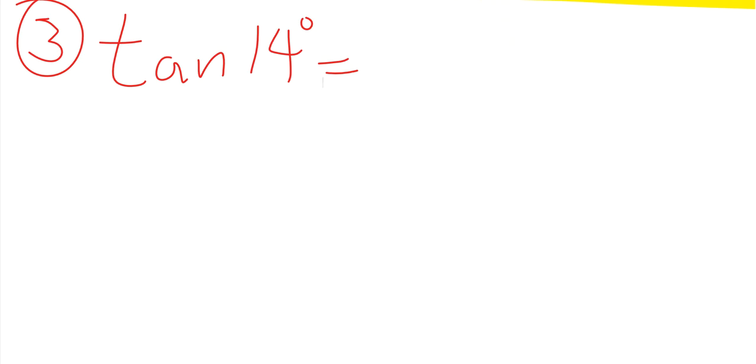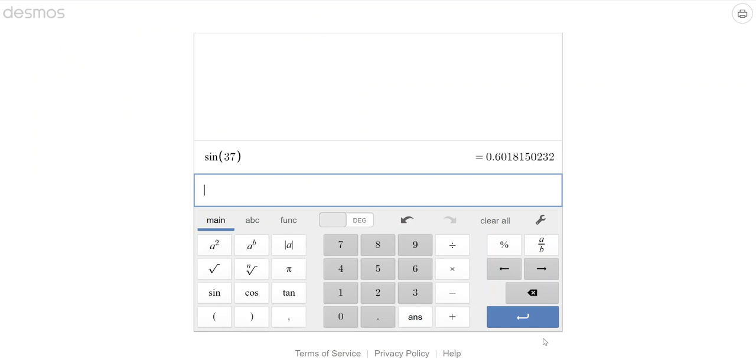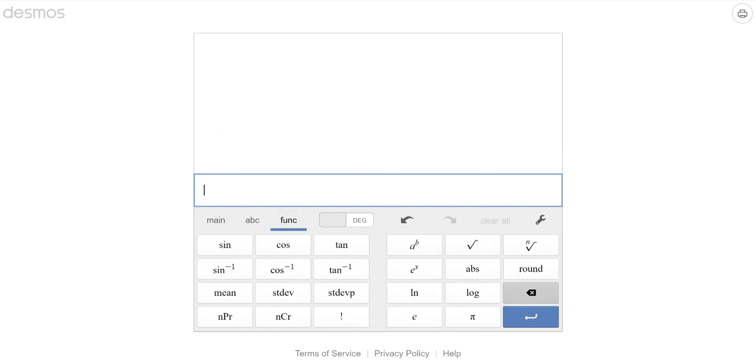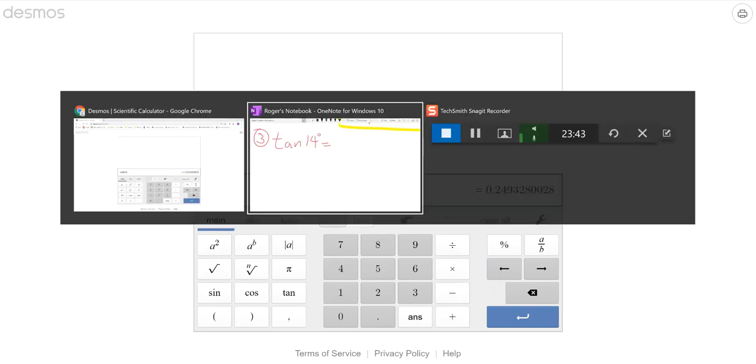So example 3, we would like to find the tangent of 14 degrees. Again, you will need a calculator, so let's jump back to our Desmos Scientific Calculator, desmos.com/scientific, and let's calculate this. So first of all, we clear our screen, and now we want a function. The function is going to be tangent. Our angle is going to be 14. So I put in 1, 4, and you can see it's right over here on the right, 0.2493. Very simple.